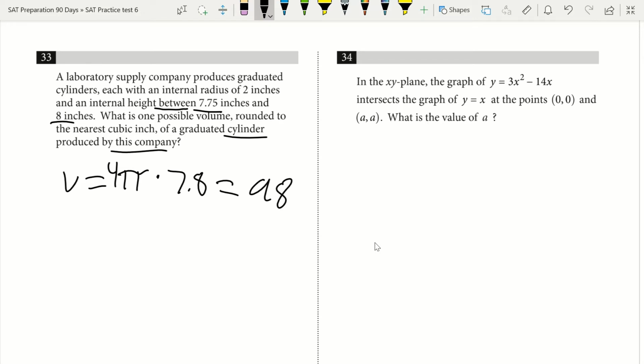We've got y equals x at these points, (A, A). What's the value of A? All right, let me just go down. So we've got key parts here. We've got our equation. We've got two pairs of points. We're asked to find the value of A.